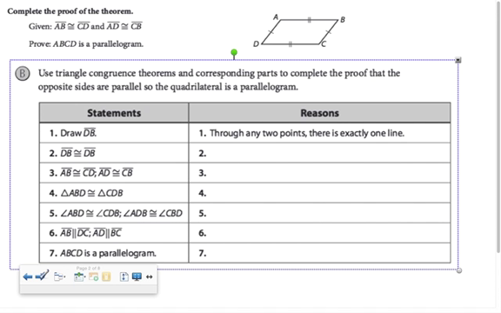So here we have the proof of that theorem. Very much like the last one, I start by drawing a segment because through any 2 points there's exactly one line. So that's an auxiliary segment. I know that that segment's going to be congruent to itself because of the reflexive property of congruence. Segment AB is congruent to CD, AD is congruent to CB, that was given to me.